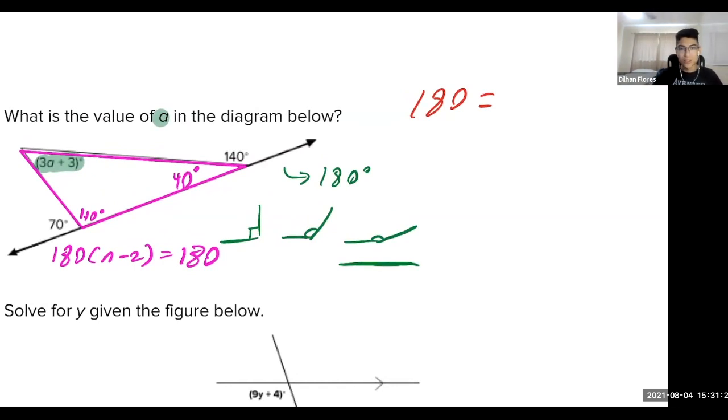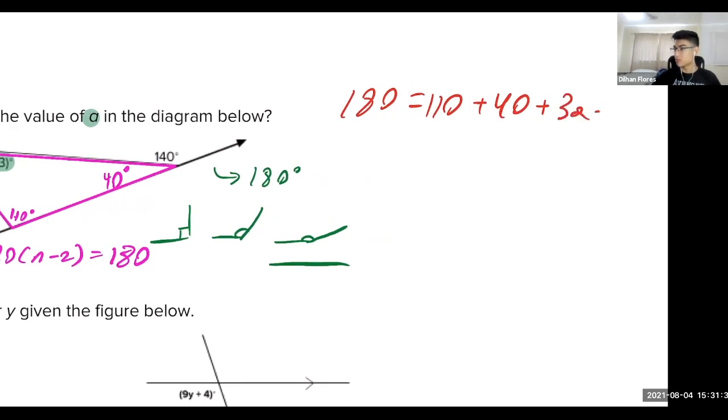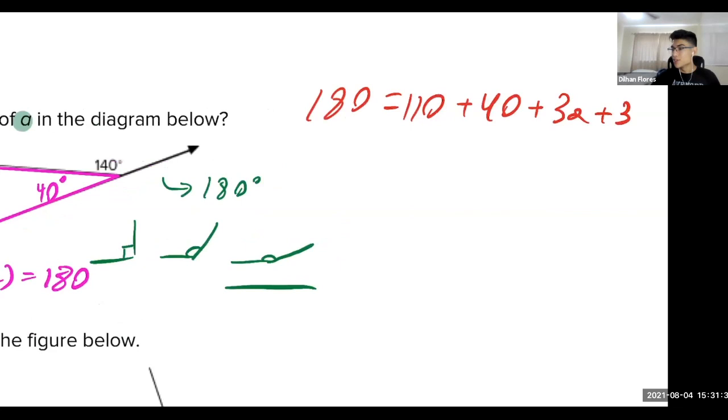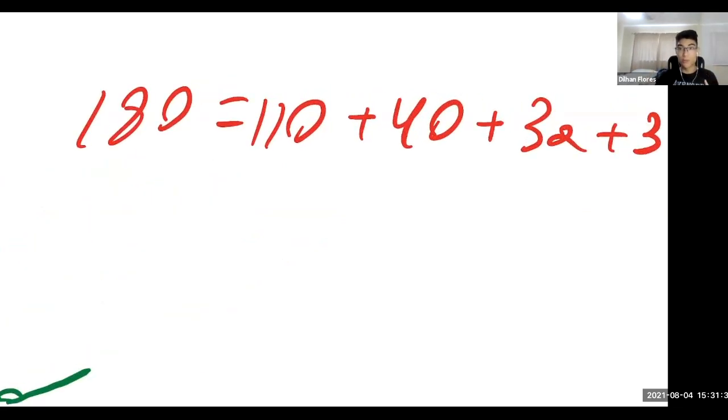So instead of writing these abstract angle 1, angle 2, angle 3, we can just put in our values. Oh my God, you are ahead of me. Slow down. Okay, so we have 110. That's one of our angles. We have 40 for another angle. And our last angle is 3a plus 3. Now, this is an expression we can solve for.